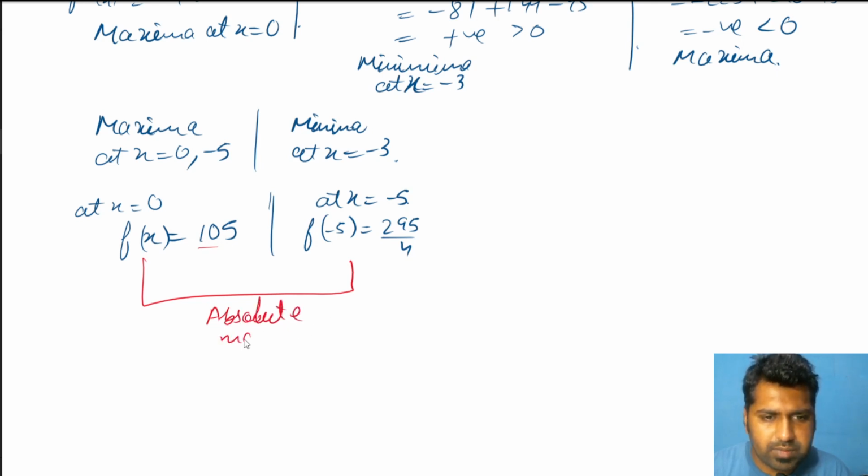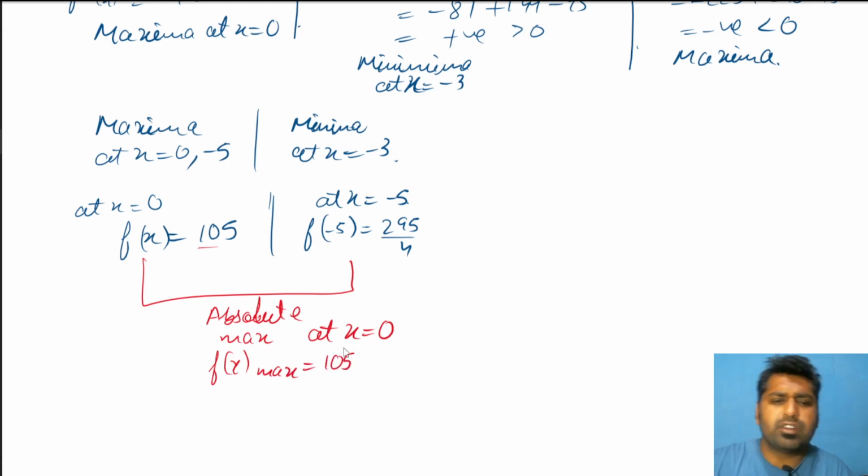Absolute maxima at x equal to 0, and the function has the maximum value 105. This is the maximum value that the function can achieve.